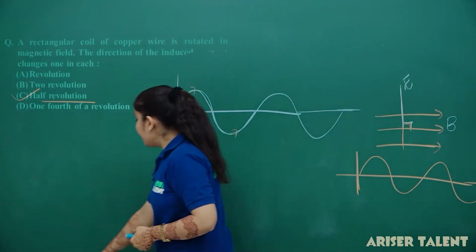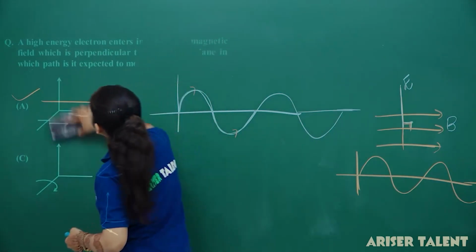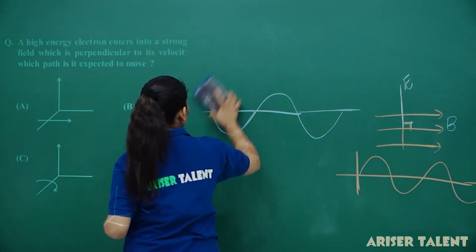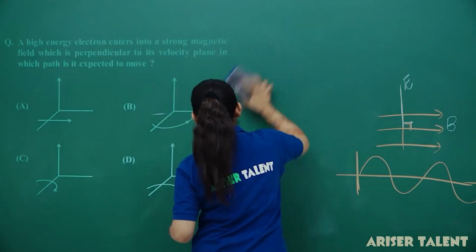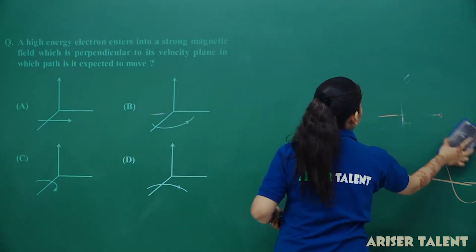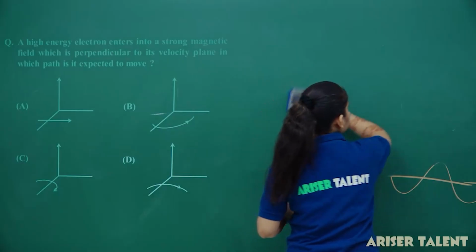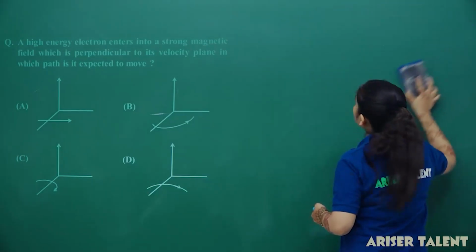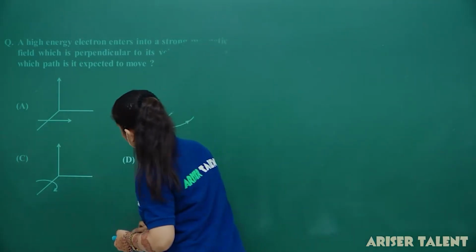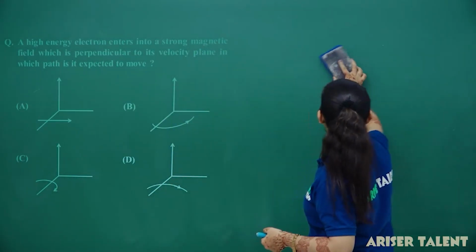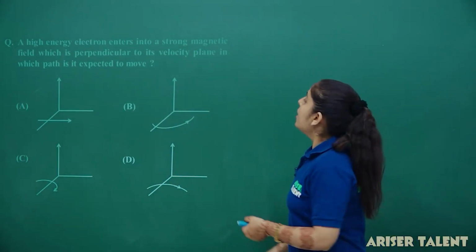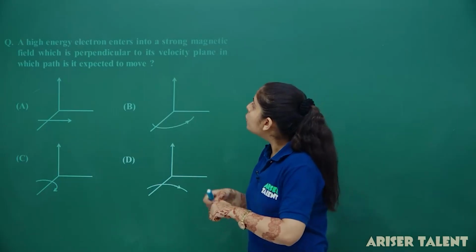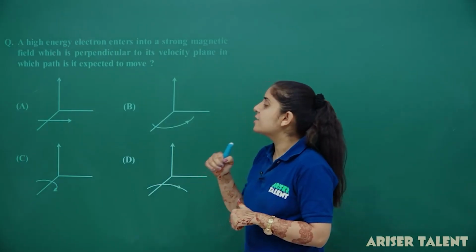Now, let's move to the next question we have. A high energy electron enters a strong magnetic field which is perpendicular to its velocity. In which path is it expected to move?